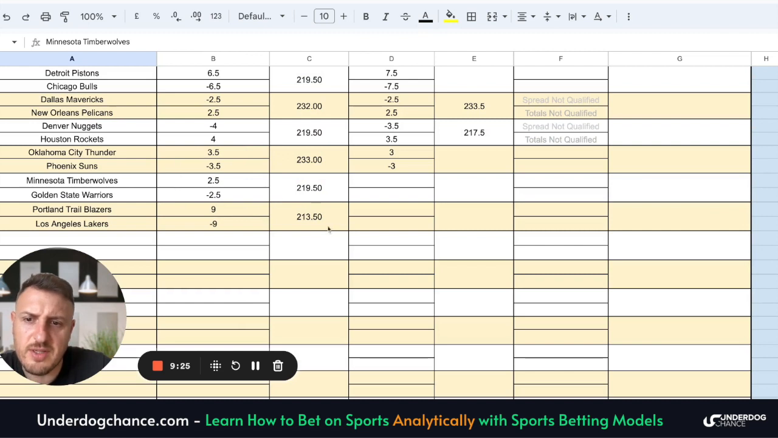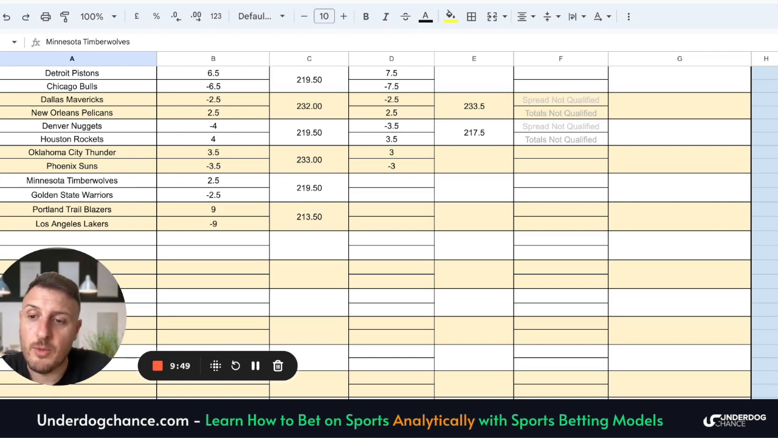Those are the projections. So I'm not focusing on the totals. If I would focus on totals, I would look for at least a 10-point difference. But when it comes to spreads, at least a 5-point difference. So I would take Golden State at plus 2.5 and Minnesota Timberwolves at plus 7.5. Of course, I think the spreads are fair, so no value in this game.